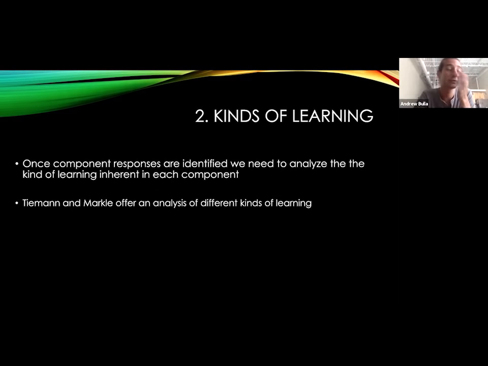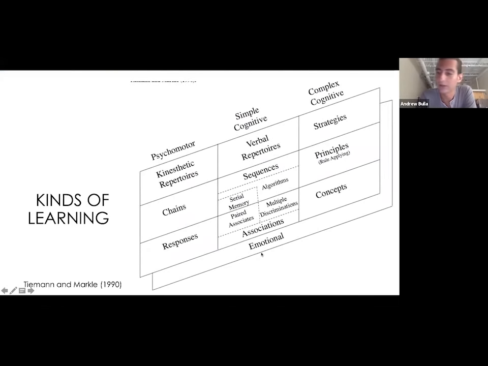There's a couple of different taxonomies of learning out there. Tiemann and Markle offers a behavioral account of different types of learning in their book. This is the kind of learning matrix that they wrote about in their book, Analyzing Instructional Content, and that's available through Morningside Press. There are 3 columns here, so you'll hear me refer to them as columns. You have the psychomotor column as column 1, simple cognitive as column 2, and then the complex cognitive domain in column 3. And notice underneath of all of these is this emotional box.